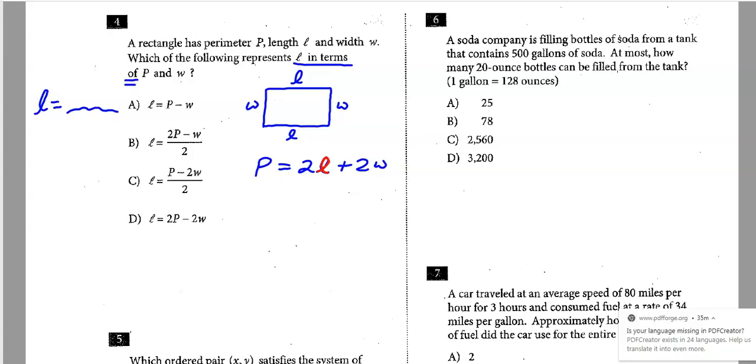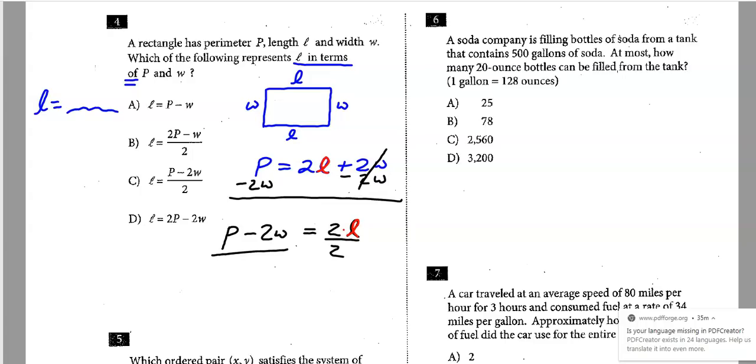So the first thing I'm going to do is get rid of the plus 2W by subtracting 2W from both sides. So when I do that, I have P minus 2W equals 2L. And now to get this L all by itself, this is multiply 2 times L. So the inverse or the opposite there is to divide by 2. Divide by 2. And now I have L equals this stuff, which looks like the correct answer is right here.